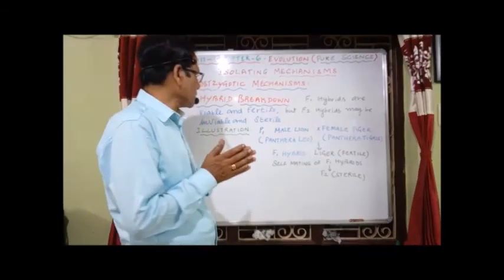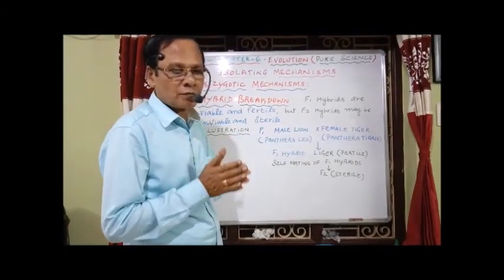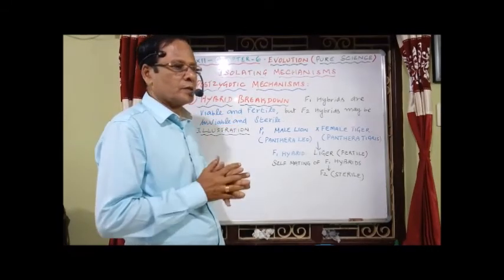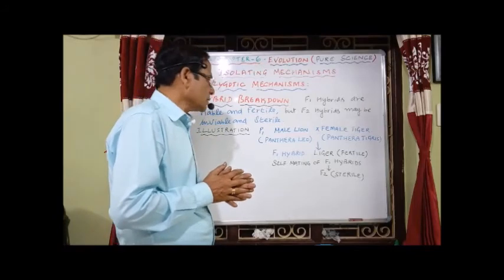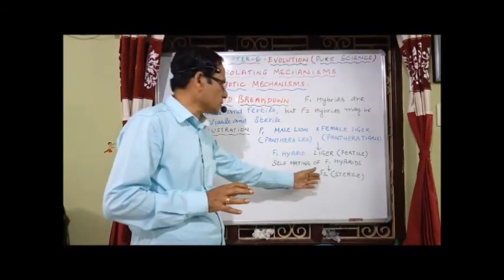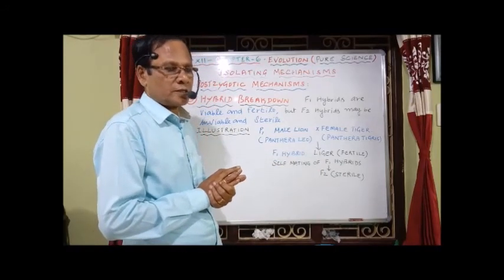The last of the postzygotic mechanisms is hybrid breakdown. When a cross is effected between two parental combinations, that results in an F1 hybrid. The F1 hybrid is fertile. When self-mating occurs between F1 hybrids, we receive the F2 generation. The F2 generation is sterile.